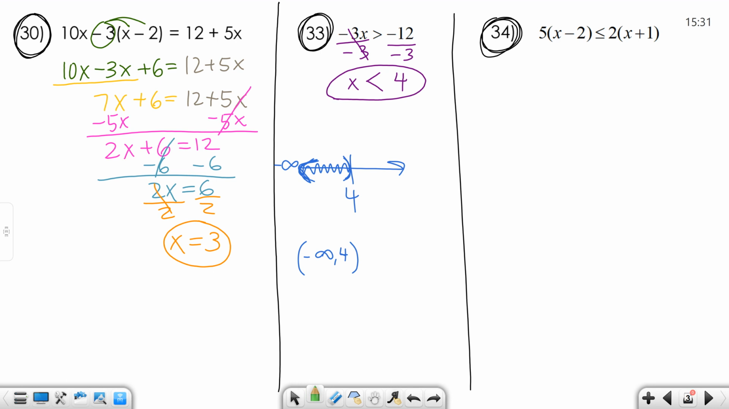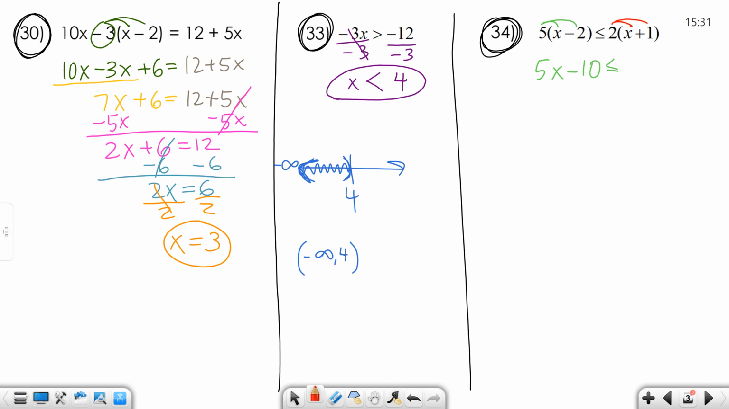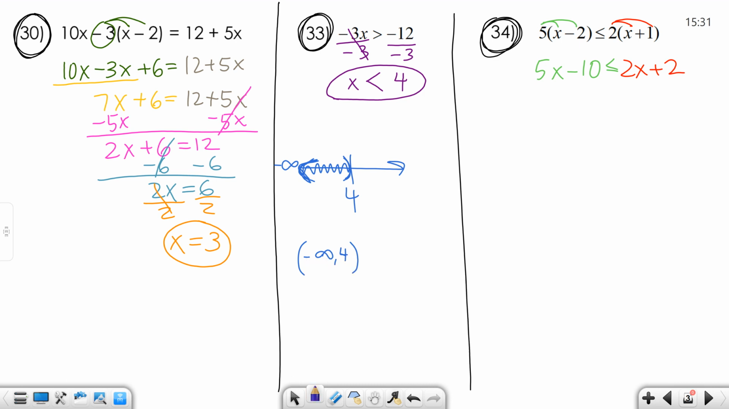Let's practice it. So 34, let's solve it and then put it in interval notation just for fun to practice right now. Okay, so here 5 times x minus 2 is 5x minus 10, right? Simplify that side. Also, simplify the other side. You got to distribute the 2. So 2 times x plus 1 in parentheses means 2 times x, 2x. 2 times plus 1 is plus 2. So now we have it, and I'm going to move my 2x by subtracting it from both sides, okay?